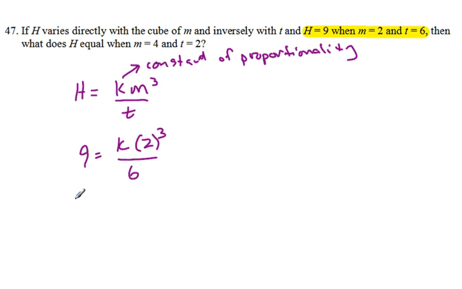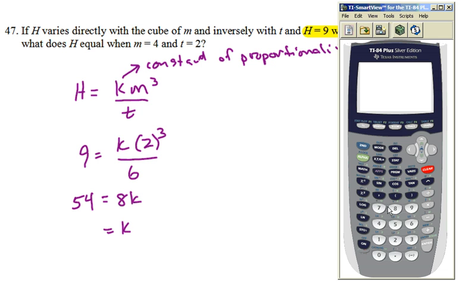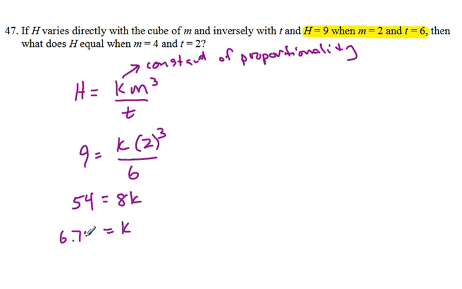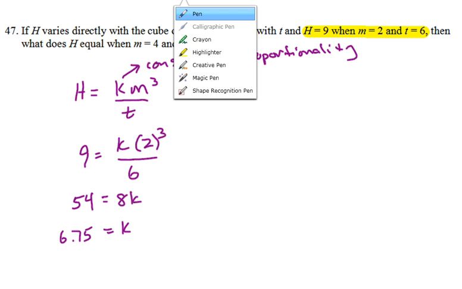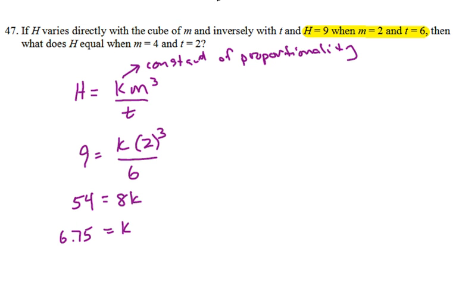So I'll just solve for k now. I'm going to multiply by 6, so 54. I'll cube that 2, 8k, and we'll pull up the calculator to get this number. So 54 divided by 8, and that gives me 6.75. So now I'm ready to hit with the second piece of information, which is this part. What does h equal when m equals 4 and t equals 2?